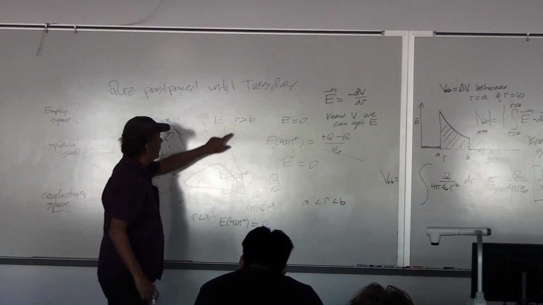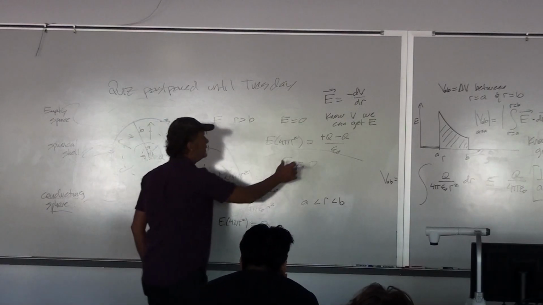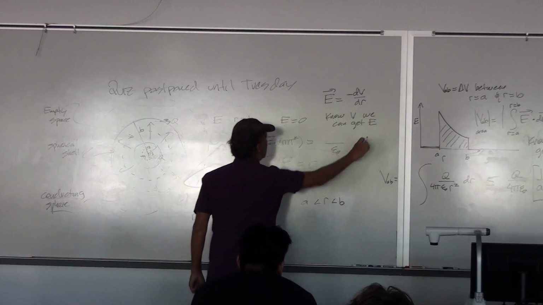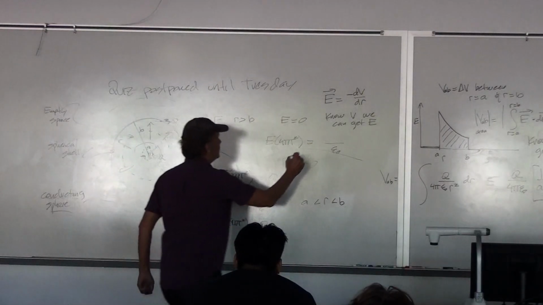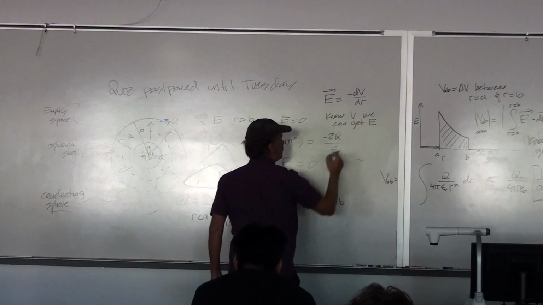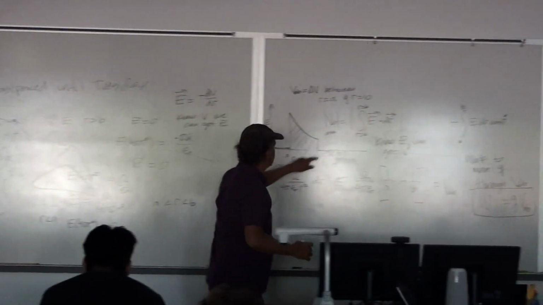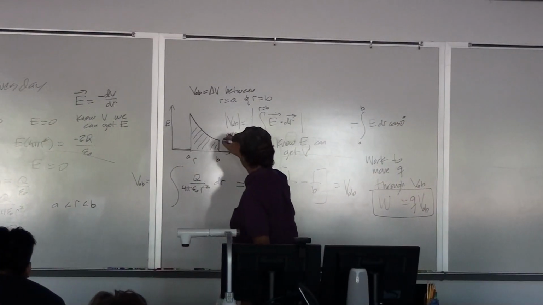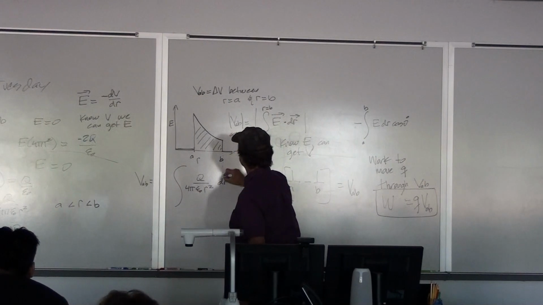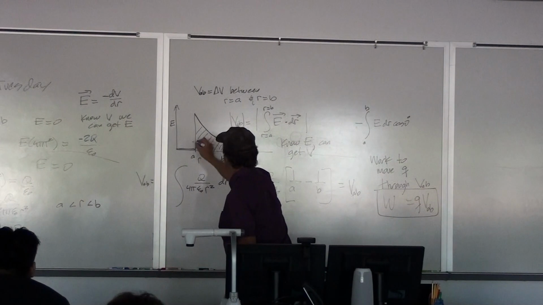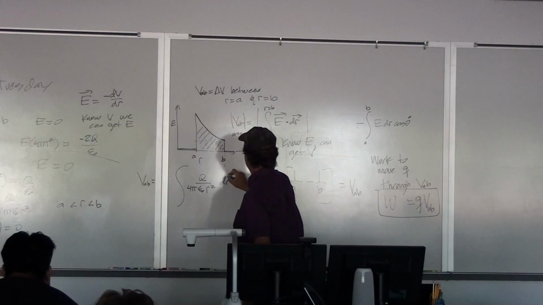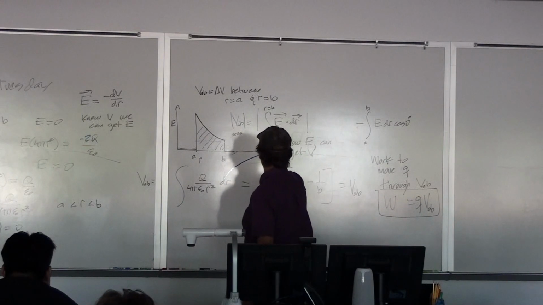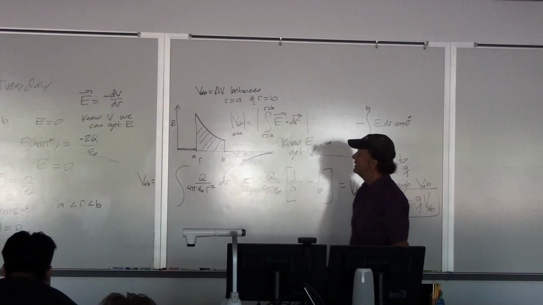But when we go for R greater than B, then what is my net charge enclosed? Negative 2q. So how's that going to change this? Well, it's going to be a negative electric field, and it's going to be twice as big. So if this is some value there, it's going to be that value doubled. So it'll bring it down to there. And then it'll follow an inverse square law like this all the way to infinity.